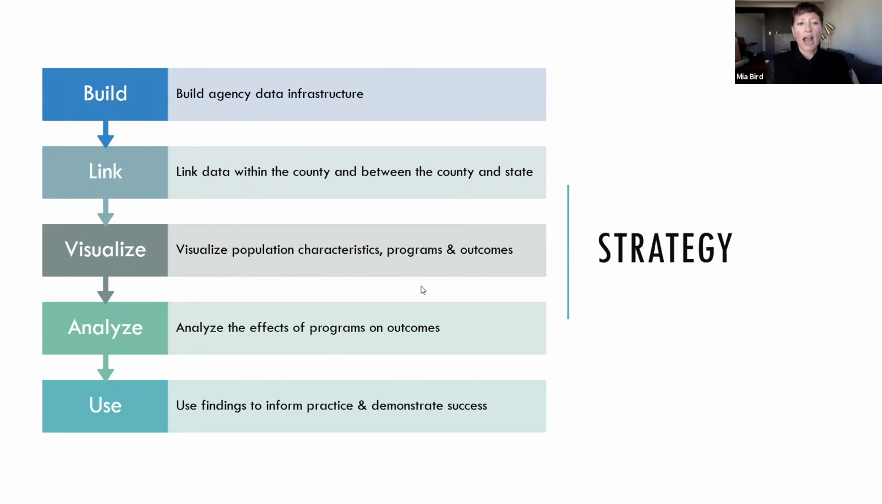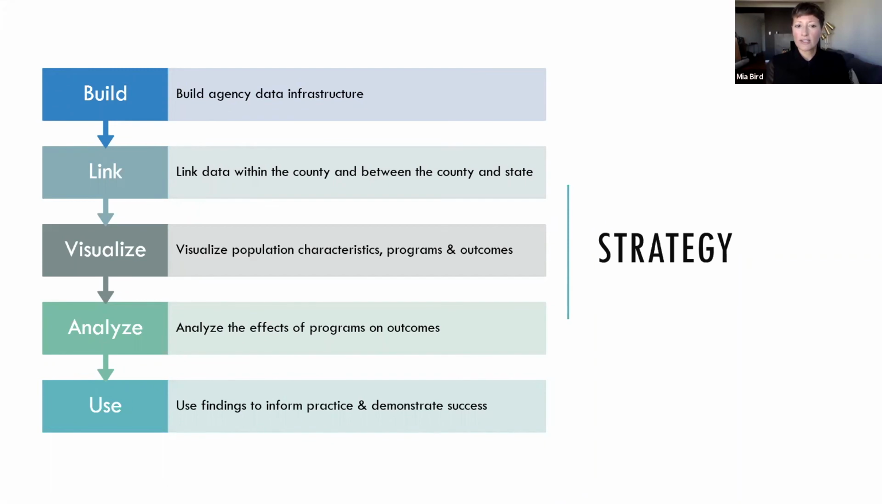meetings. And then we're thinking, once we have that infrastructure assembled, how can we then begin to visualize that data to really draw insights from that data about how population characteristics are changing, how programs are being implemented, who is getting programming, who is not getting programming, and what do their outcomes look like? So just beginning to descriptively visualize the data.